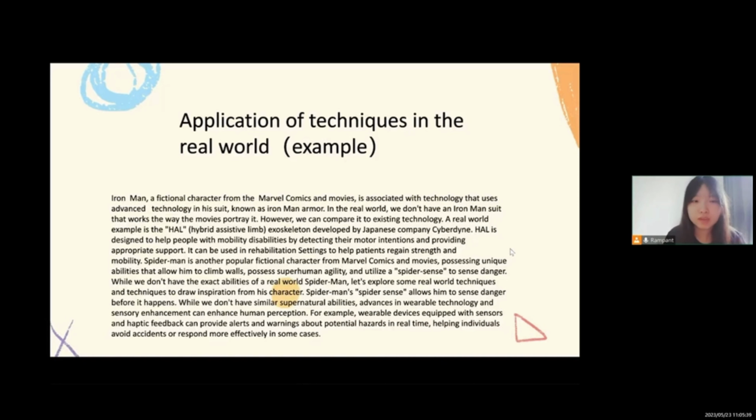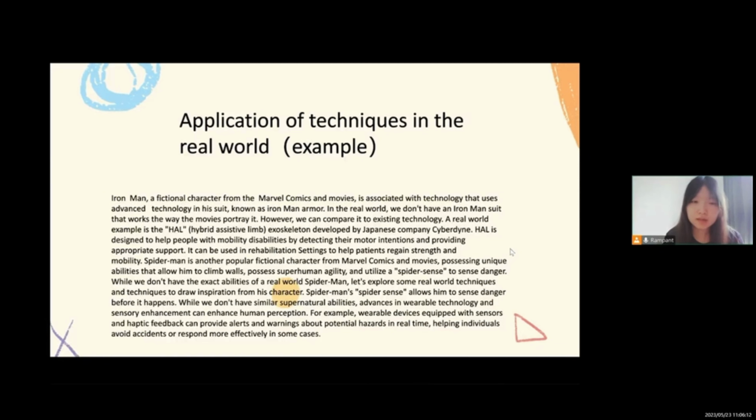A real-world example is the HAL exoskeleton developed by the Japanese company Cyberdyne. HAL is designed to help people with mobility disabilities by detecting their motor intentions and providing appropriate support. It can be used in a rehabilitation setting to help patients regain strength and mobility.